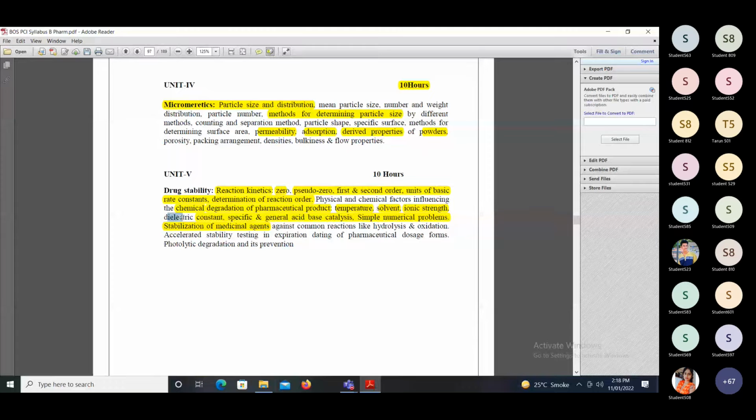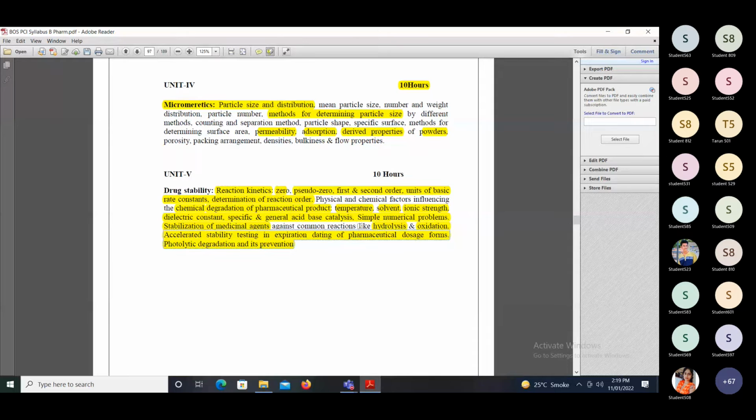And afterwards, stabilizing medicinal agents against some common reactions, like hydrolysis type of reaction and oxidation type of reactions. And afterwards, the main important point from this chapter is accelerated stability testing: how to determine the expiry date of the product and the different methods which are used for determination of the expiry date of the product. It is possible to determine it by using this method.